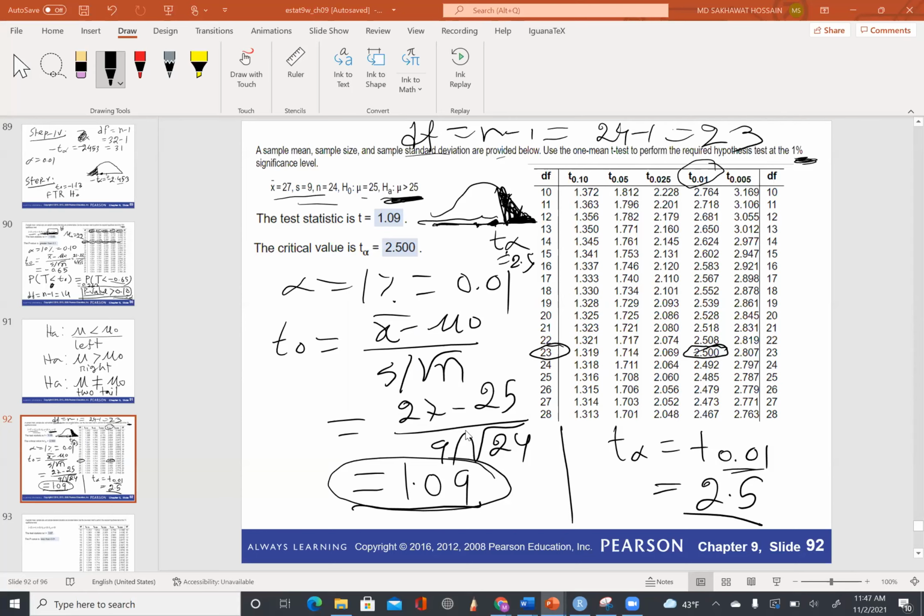Okay, so how do we know whether it is right tail or left tail? You will always look at the alternative hypothesis. I already mentioned several times, very good question. You will always look at the alternative hypothesis. If it is greater than, this is a right tail test. If it is less than, it is a left tail test. If it is not equal, then it is a two-tailed test.